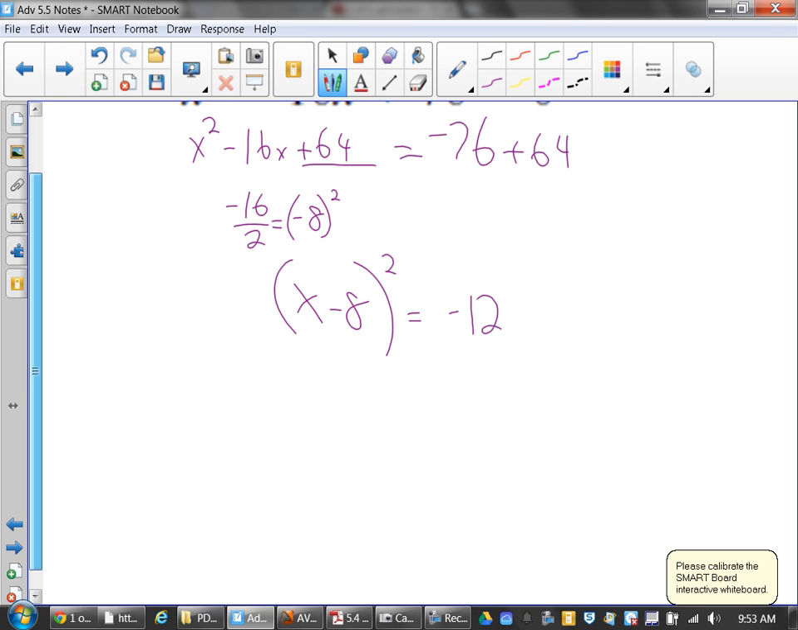Now what do you do? You use the i. 2i root 3. Very good. Plus or minus 2i root 3. Very good.